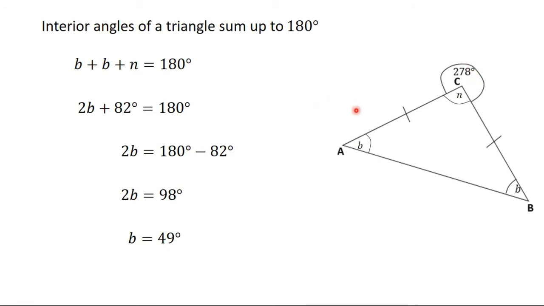Then that will give us 360 degrees. We use that to find N here. Then we use the fact that interior angles of a triangle sum up to 180 degrees to find the value of B. Let's take another question.